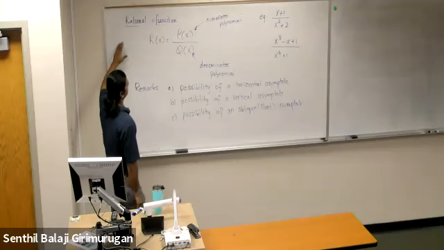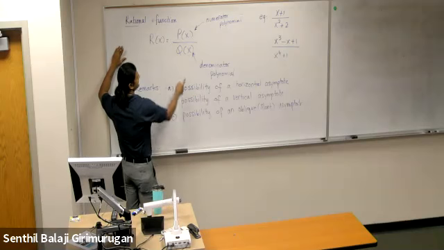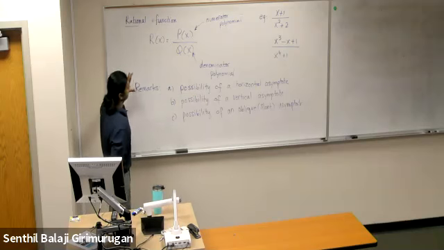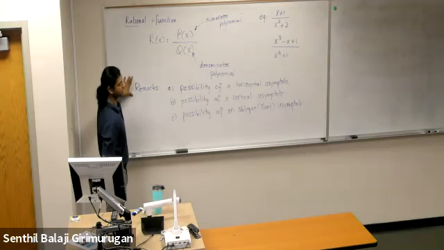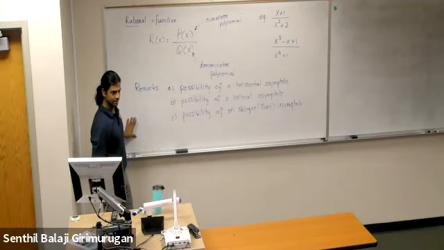So rational function, numerator polynomial divided by denominator polynomial. There is a possibility of a horizontal asymptote, vertical asymptote, oblique or slant asymptote.